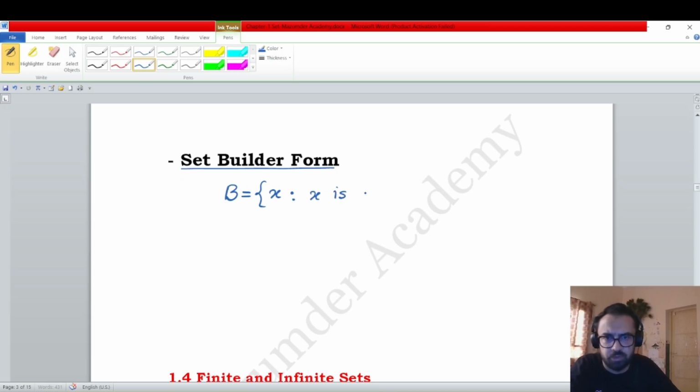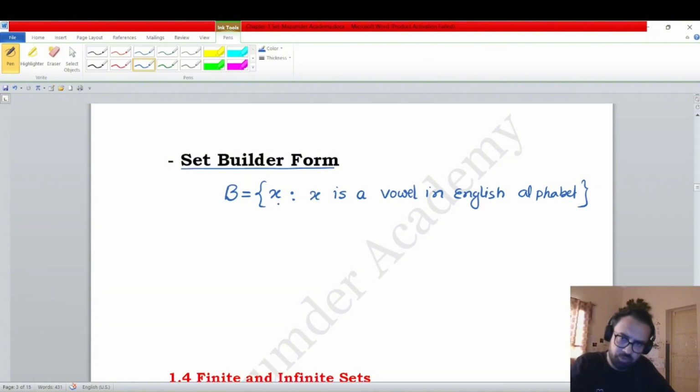X is a vowel in English alphabet. If I write like this, the collection of all those elements X such that X is a vowel in English alphabet, and now if you find the elements of this set, what will it be? It will be A, E, I, O, U.